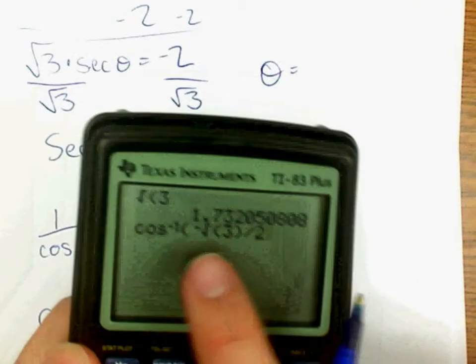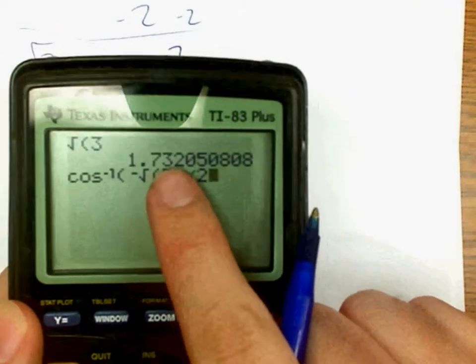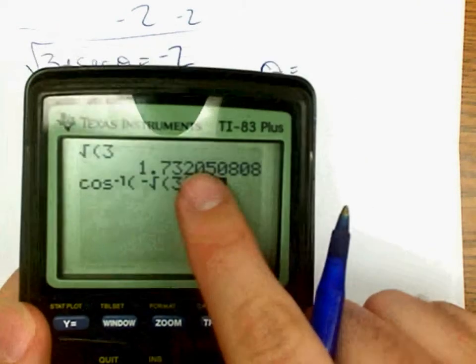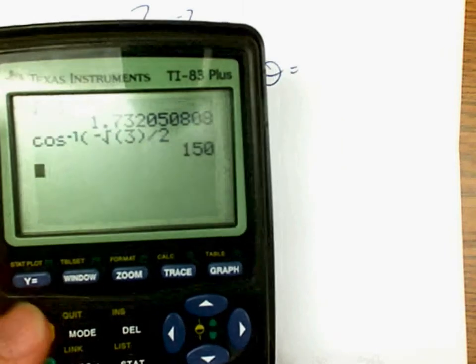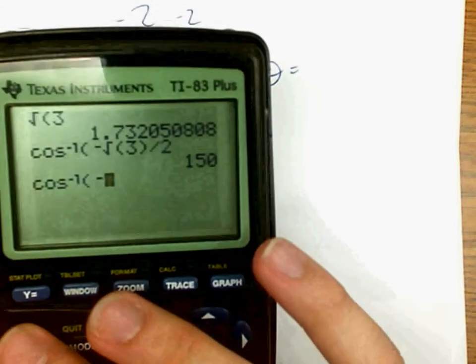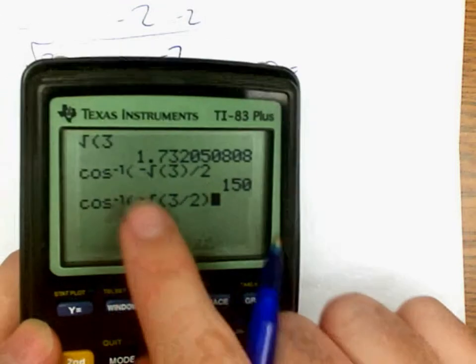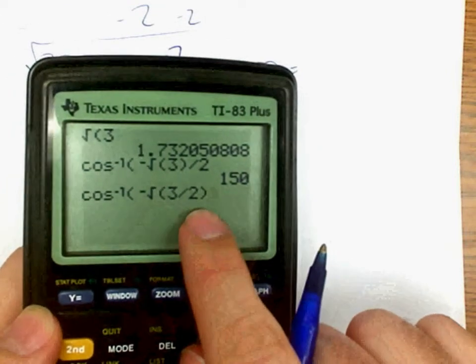Watch your parentheses. Notice that I closed the parentheses after the square root before I divided by 2. Compare that to if I had done negative square root of 3 divided by 2. Notice now I'm taking the square root of 3 over 2.